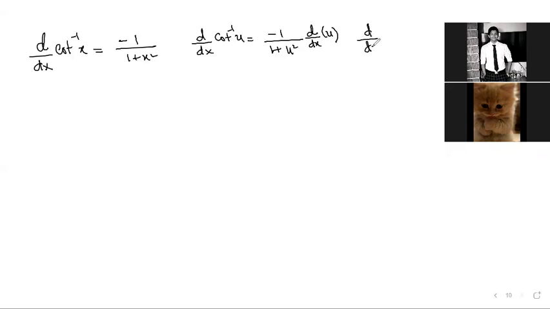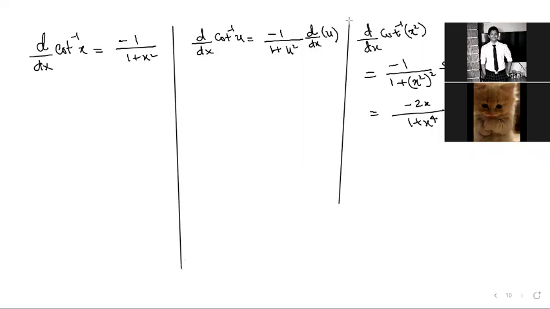So what will be the derivative of cot inverse, let's say, x square? Minus 1 upon 1 plus x square whole square, into derivative of x square. Very good. Excellent. So minus 2x upon 1 plus x raised to 4. Good. Today's homework is going to be this.